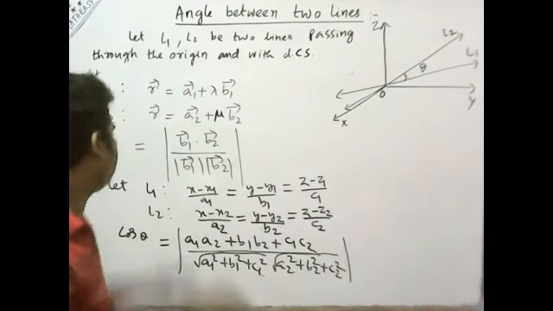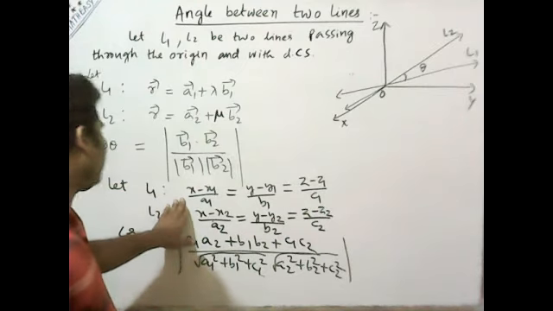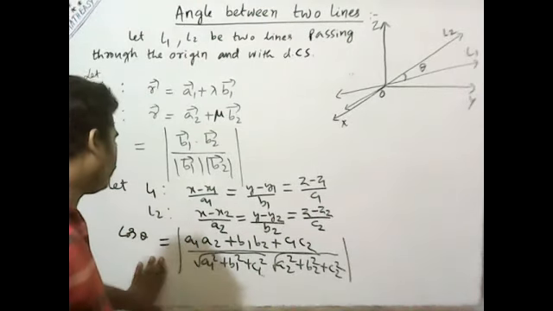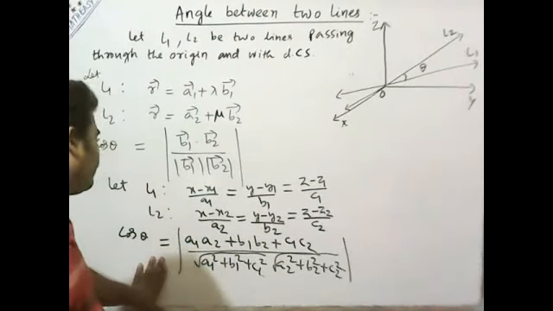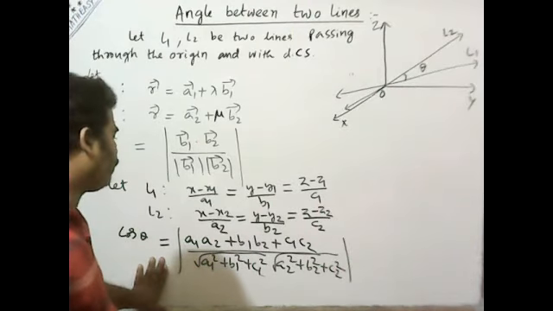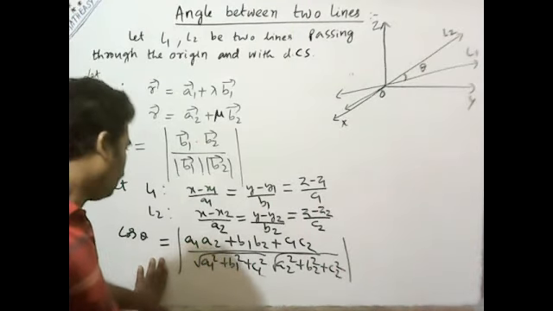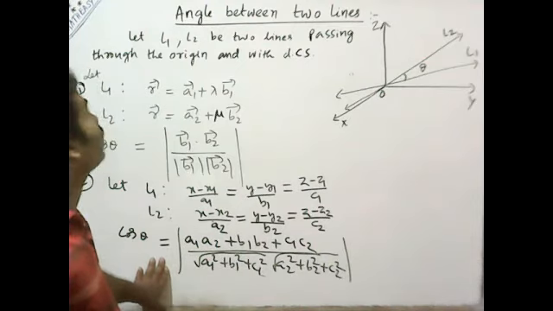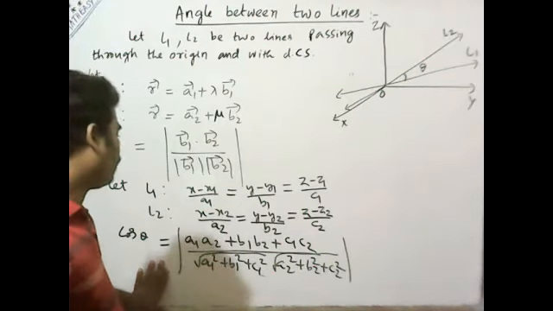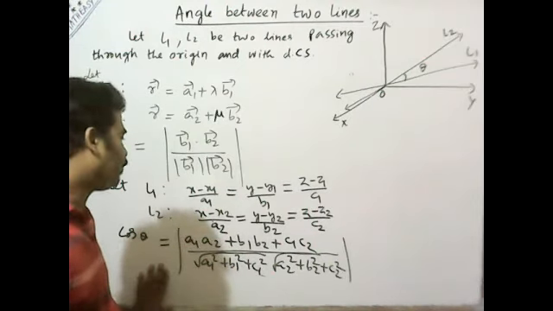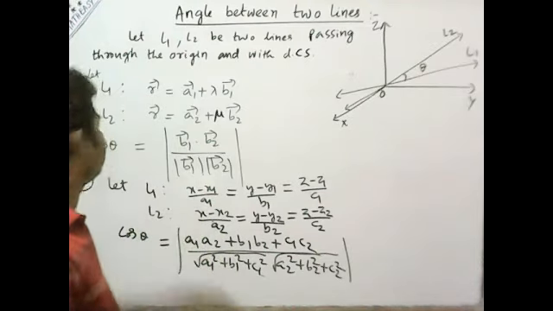If the angle is in Cartesian form, then cos theta is equal to A1 A2 plus B1 B2 plus C1 C2 by the root of A1 square plus B1 square plus C1 square, over the root of A2 square plus B2 square plus C2 square.